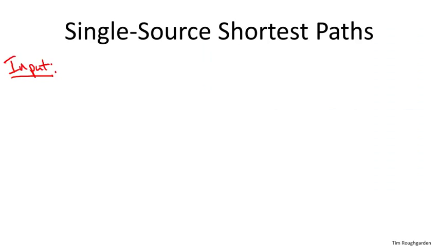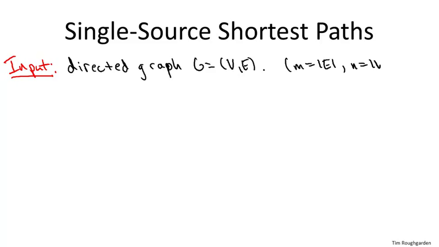So we're given as input a graph. In this lecture I'm going to work with directed graphs, although the same algorithm would work for undirected graphs with cosmetic changes. As usual, we'll use m to denote the number of edges and n to denote the number of vertices. The input also includes two extra ingredients.